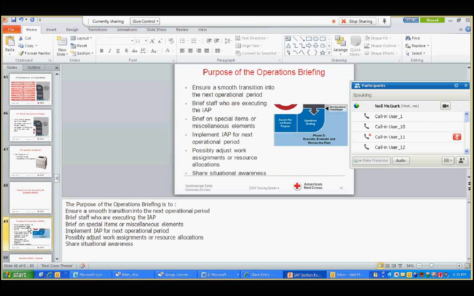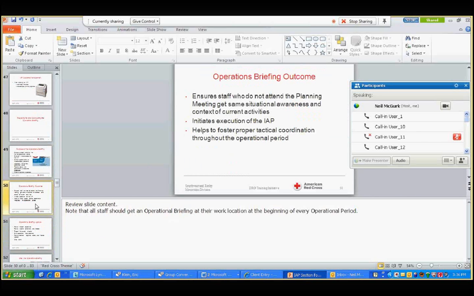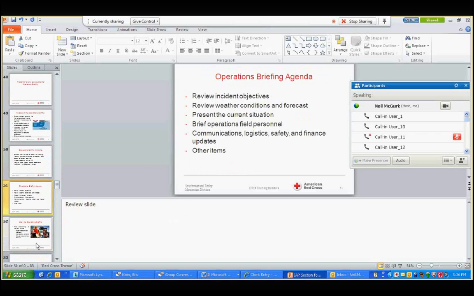So this is, again, a good opportunity to highlight previous disaster relief operations' long morning meetings. Those meetings have lasted very long in the past. This briefing is designed to replace those morning meetings and provides an operational briefing at the end of the day for everyone on the operation. It can be done in person, via phone call, or a combination of both. And so this is the purpose of the operations briefing, to review that, and then talk about the outcomes a little bit, and go over the agenda.